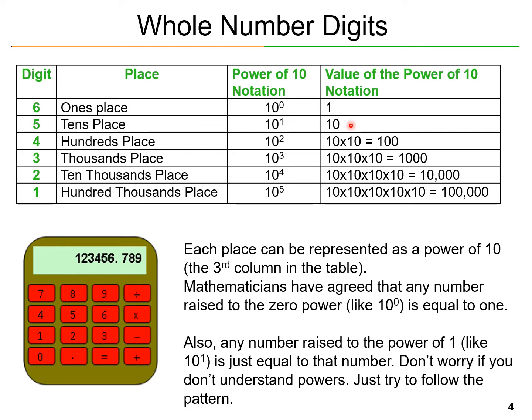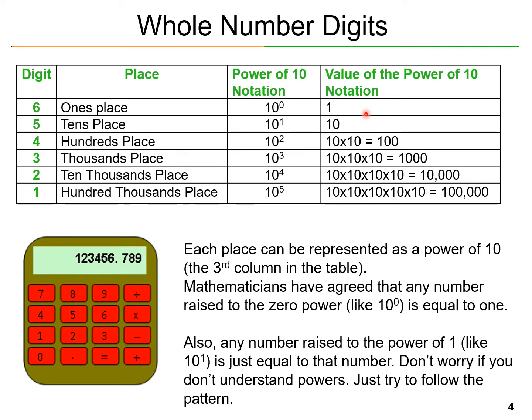Now notice 10 to the power 1 means 10 written down one time. 10 to the power 2 means 10 times 10, which is 100. 10 to the power 3 means 10 times 10 times 10, 10 written down 3 times, which is 1,000. 10 to the power 4 means 10 written down 4 times. 10 times 10 times 10 times 10, which is 10,000.